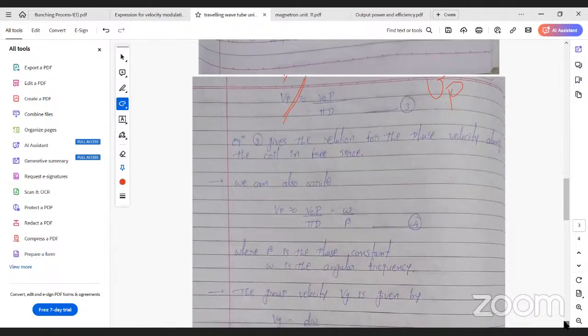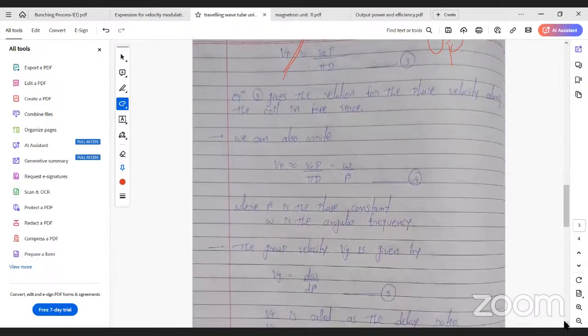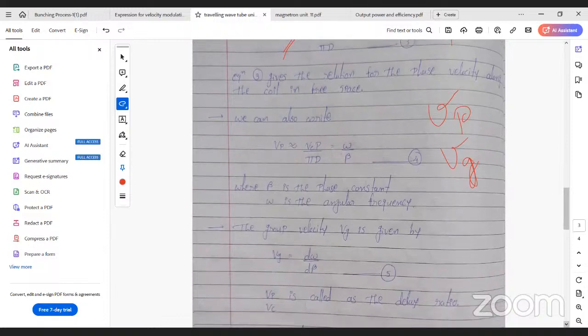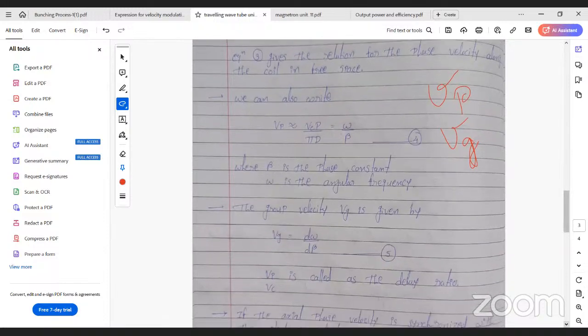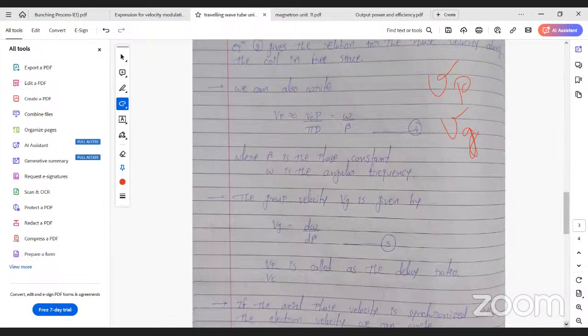Next, what are we writing? Group velocity, Vg. I am representing two velocities. The first velocity is Vp, the second velocity is Vg. What is Vg? Group velocity. What is the formula for group velocity? Group velocity Vg equals d omega by d beta. Here Vp by Vc is called the delay ratio.